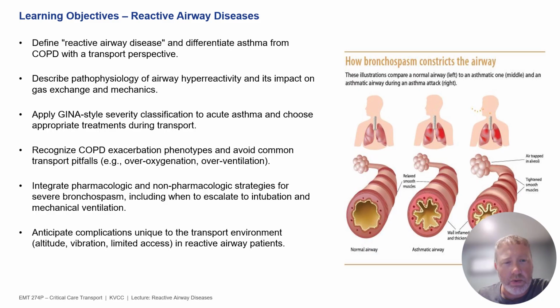Third, I want you to apply a GINA style severity framework to classify acute asthma and make treatment decisions in the field. And then finally, I want you to have a clear escalation pathway all the way from a mild exacerbation to status asthmaticus and intubation, because in transport, you might need to move quickly from one end of that spectrum to the other.